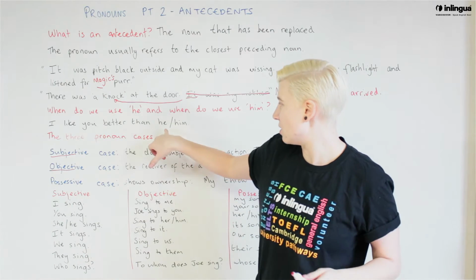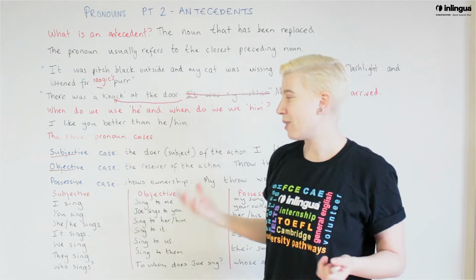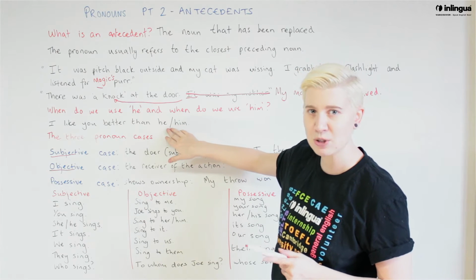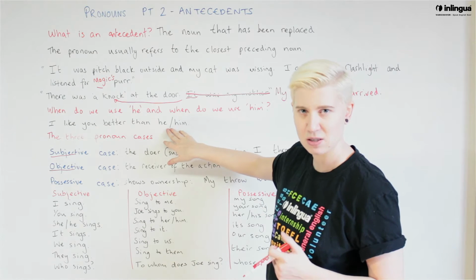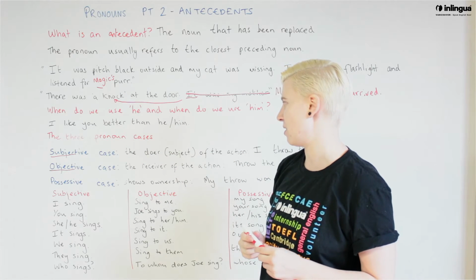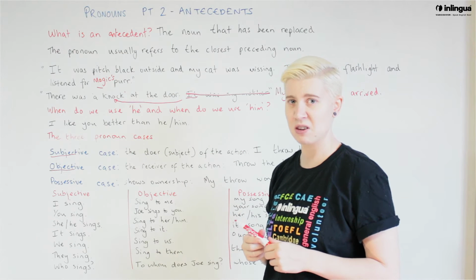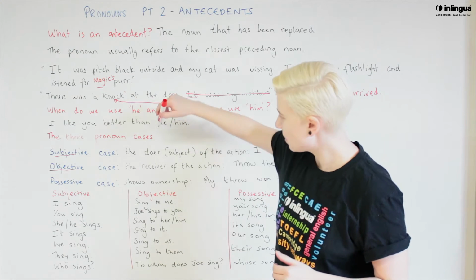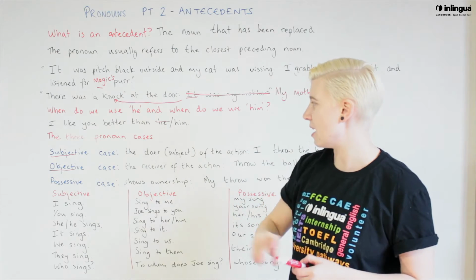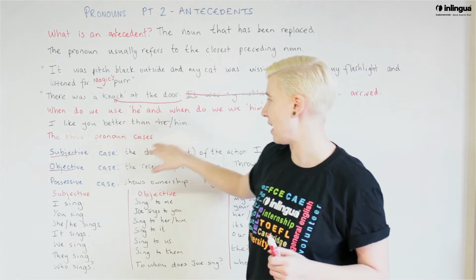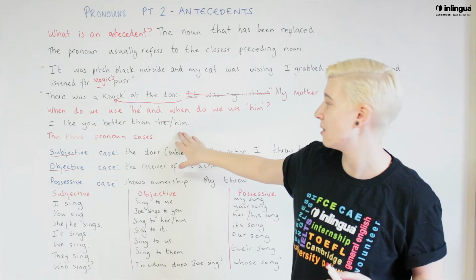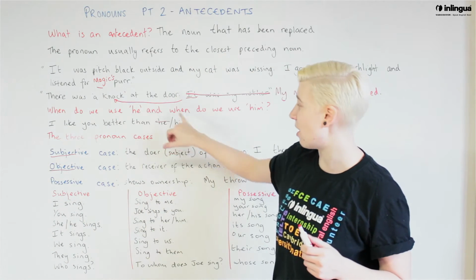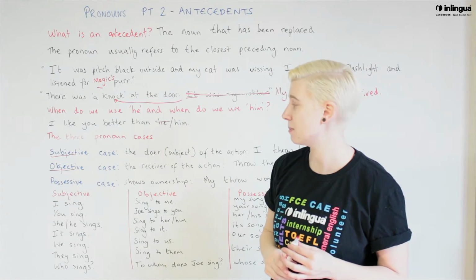So, to decide whether to use he or him, we have to look at the sentence and think, is this the subject, the object, or is it the possessive case? I like you better than he. I like you better than him. Which works? I like you better than him. The objective case. He is the object. I am the subject. He is the object. So I have to use the objective case.